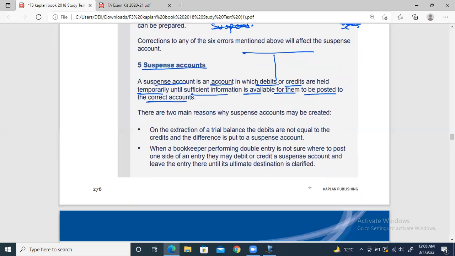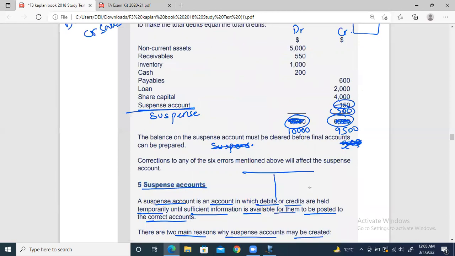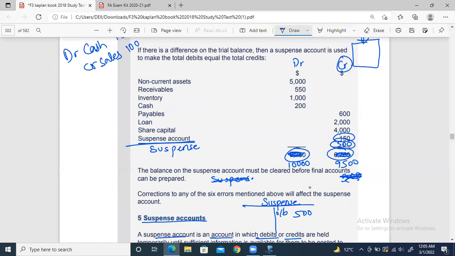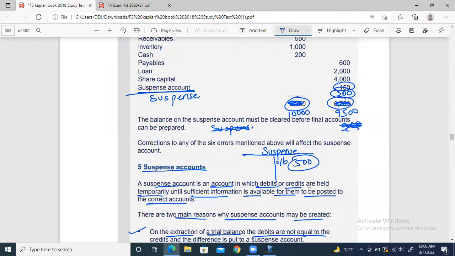So there are two main reasons why a suspense account may be created. First of all, on extraction of a trial balance, the debits are not equal to the credits. So obviously the difference is then put to the suspense account. Whichever side the difference is coming, on that side we put the suspense account. Let's say over here, a 500 difference was coming on the credit side, right? So let's say this is the suspense account. Now this 500 difference will be on the credit side. This will be the opening balance on the credit side. Why? Because this 500 mistake, this undercasting, was on the credit side, right? So that's why we will write the opening balance on the credit side as well.